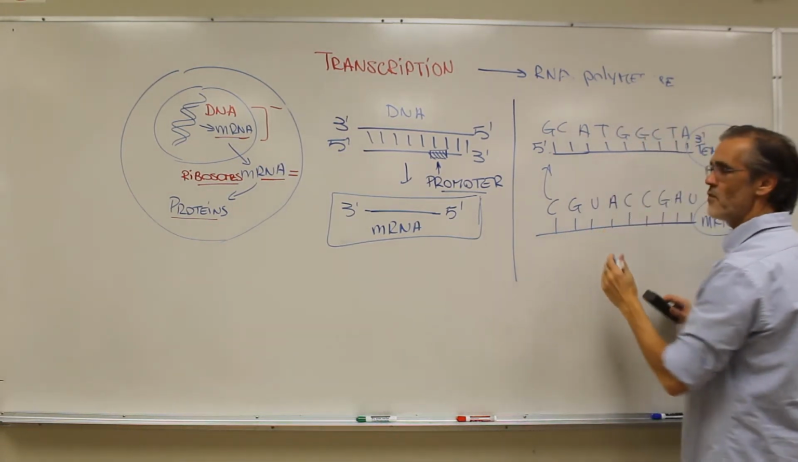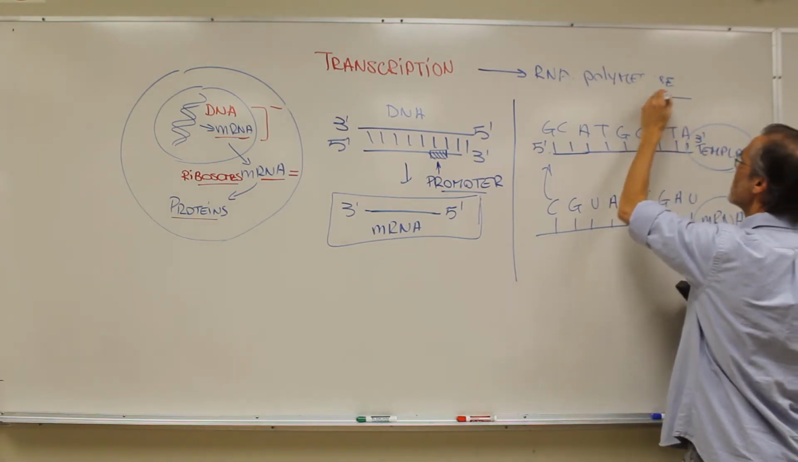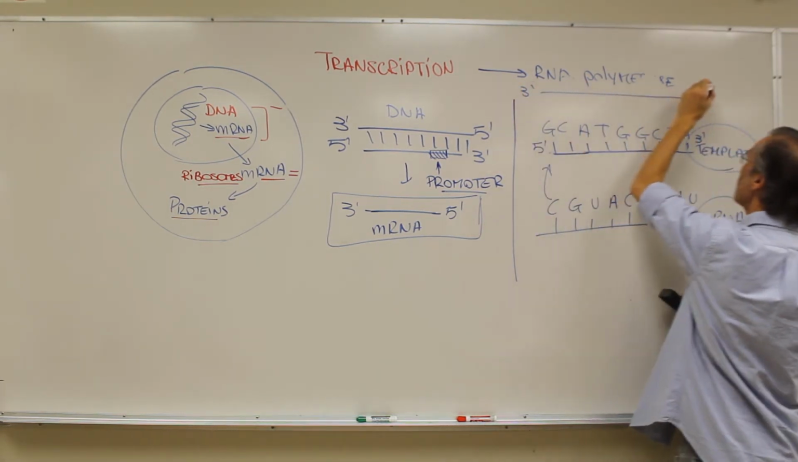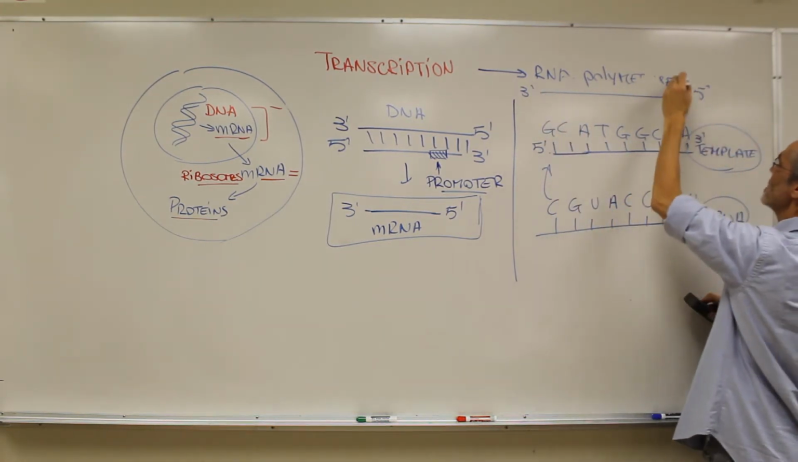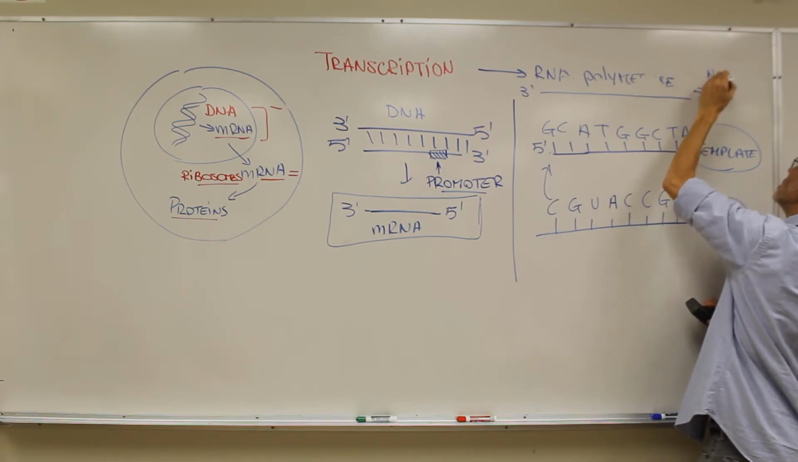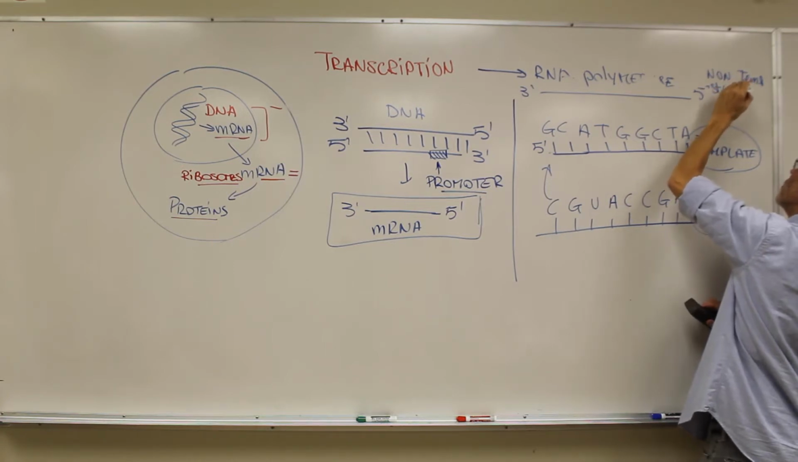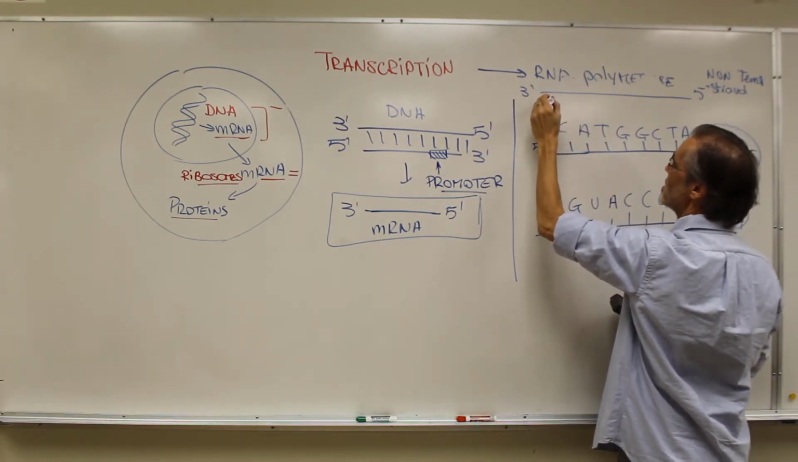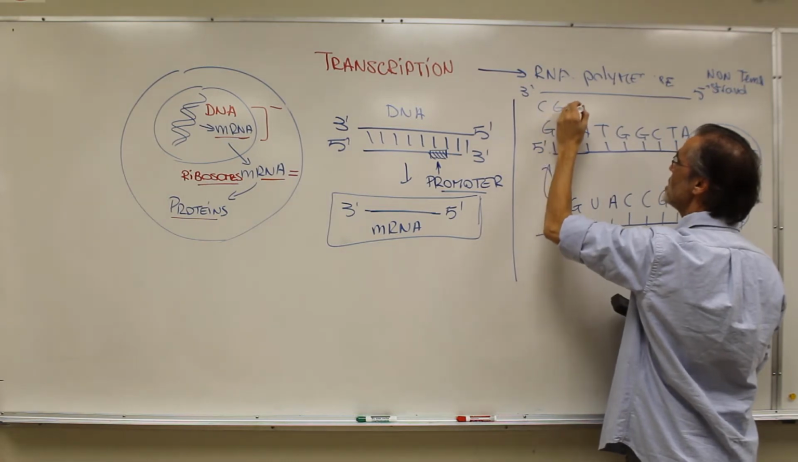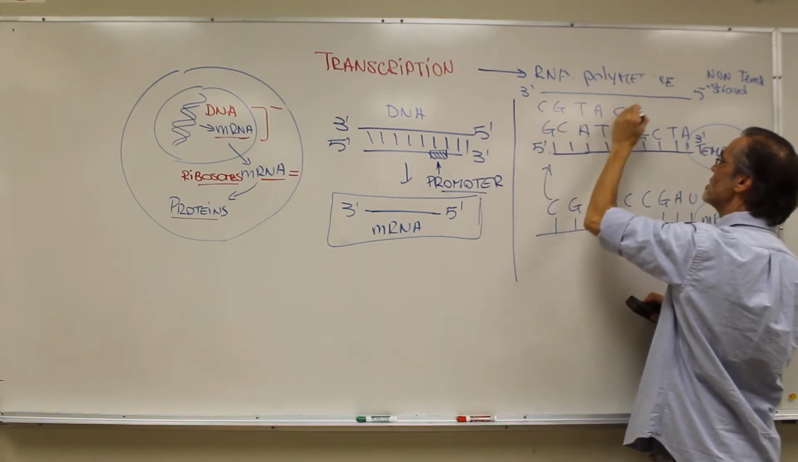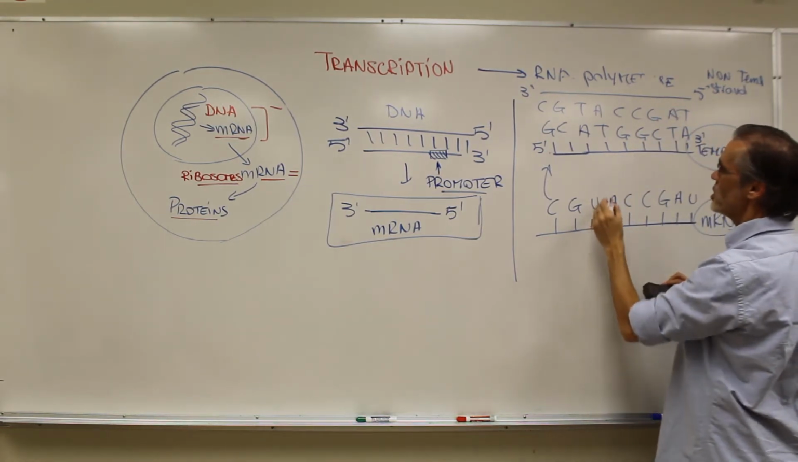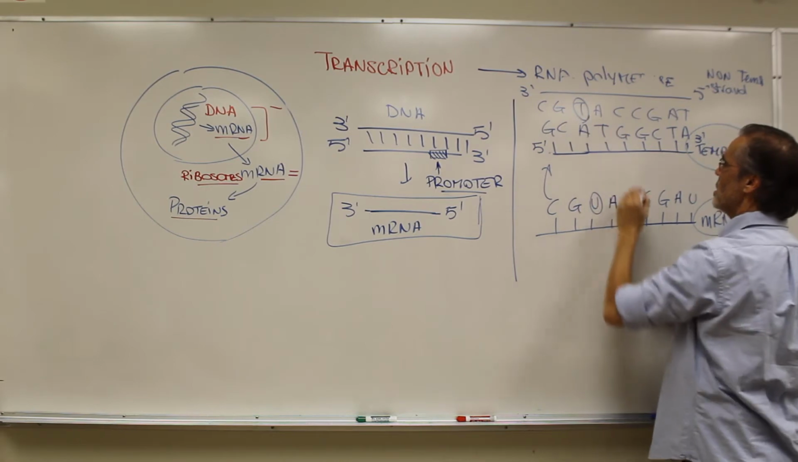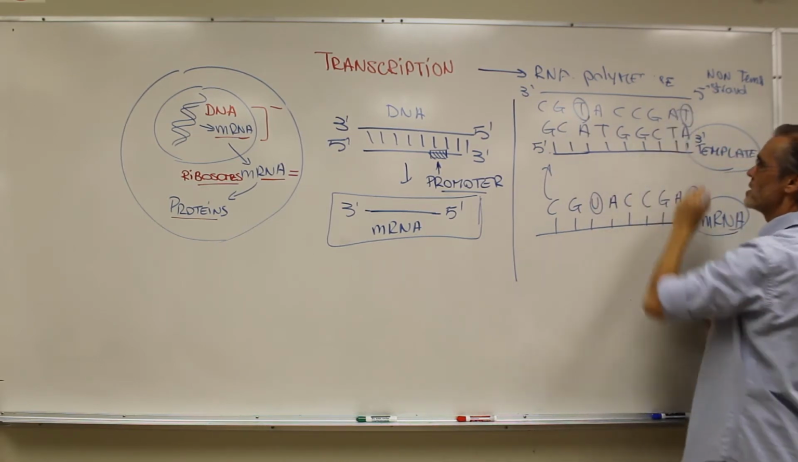But if you look at the other strand that's on top of that DNA, the 3' to 5' here, that is the non-template strand. So this was the template strand, and this one is the non-template strand. The non-template strand's sequence is C, G, T, A, C, C, G, A, T. So besides the U's, the whole sequence is exactly the same, right?